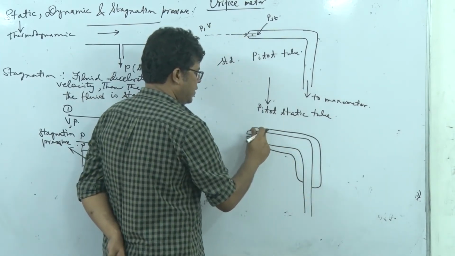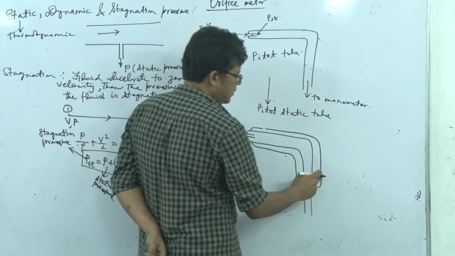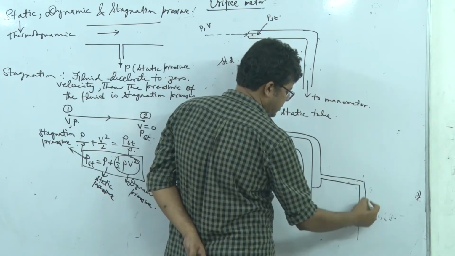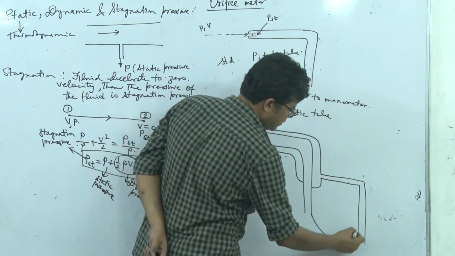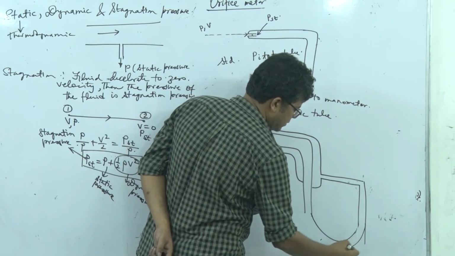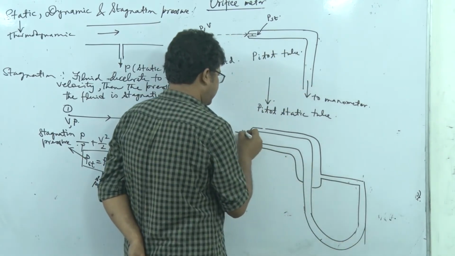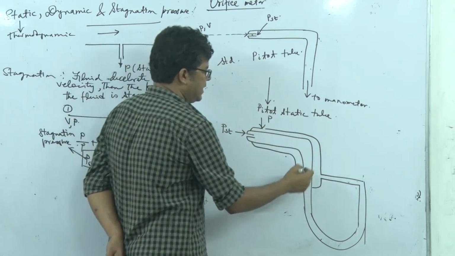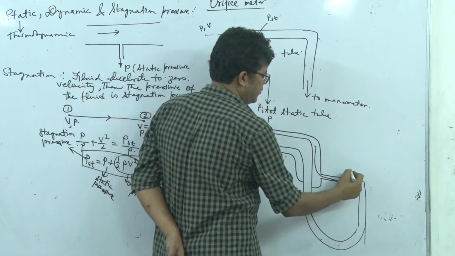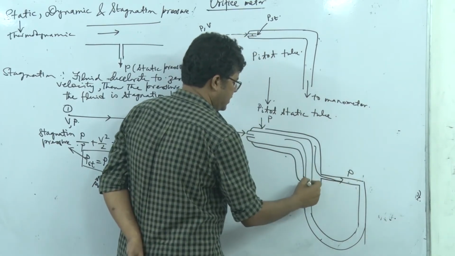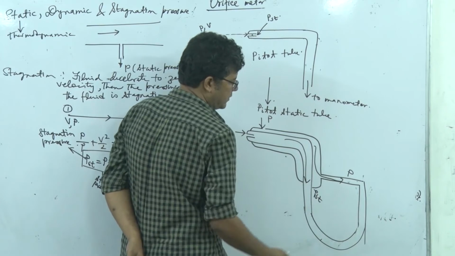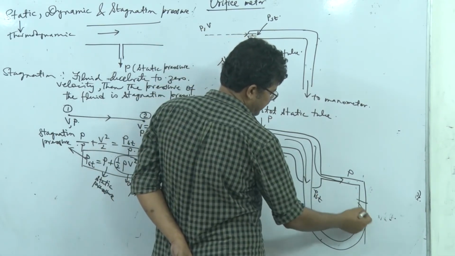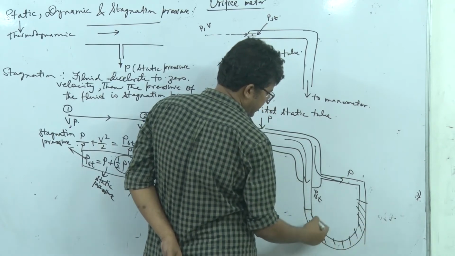And here we will put an opening. So if I now connect the manometer like this, in this space we will have stagnation pressure, here we will have static pressure. So this is transmitted to this limb where we have static pressure, and here it is the stagnation pressure. So stagnation pressure is higher than the static pressure, so we will have this sort of manometer reading, right?